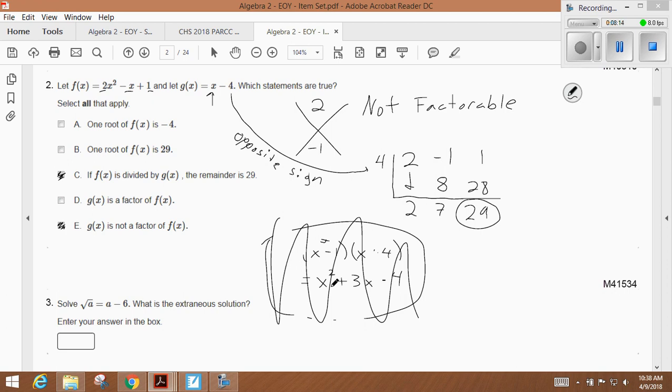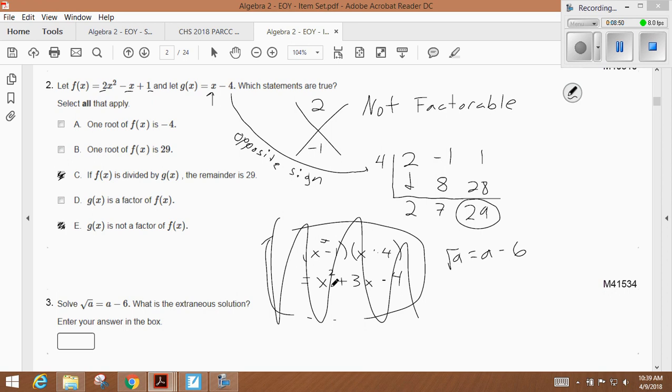So let's look at 3. All right, 3 is telling me to solve the square root of a equals a minus 6. Whenever we're solving these radicals, the first thing we need to do is isolate the radical, right? This is my radical. A square root of a is my radical. It's already been isolated. It is already by itself on one side of my equal sign. How do I get rid of the square root? I'll just square it, right? Yeah, I'll raise everything to the second power.